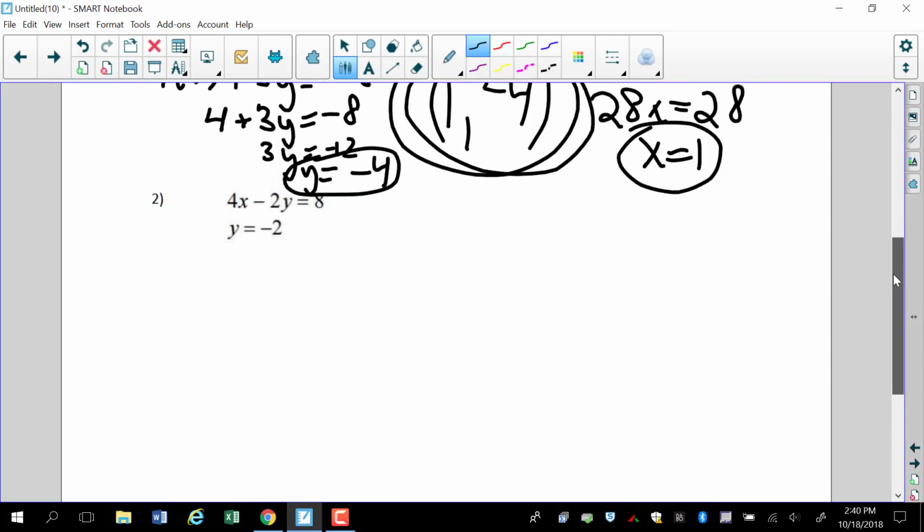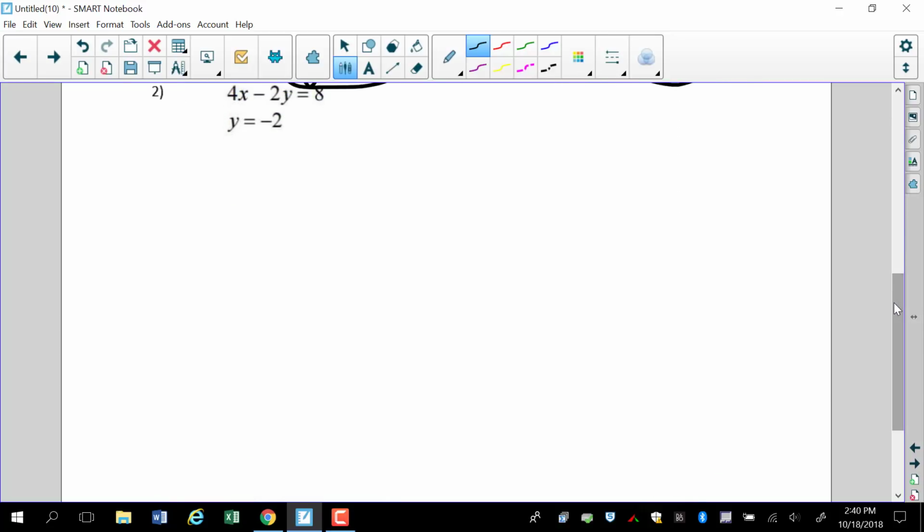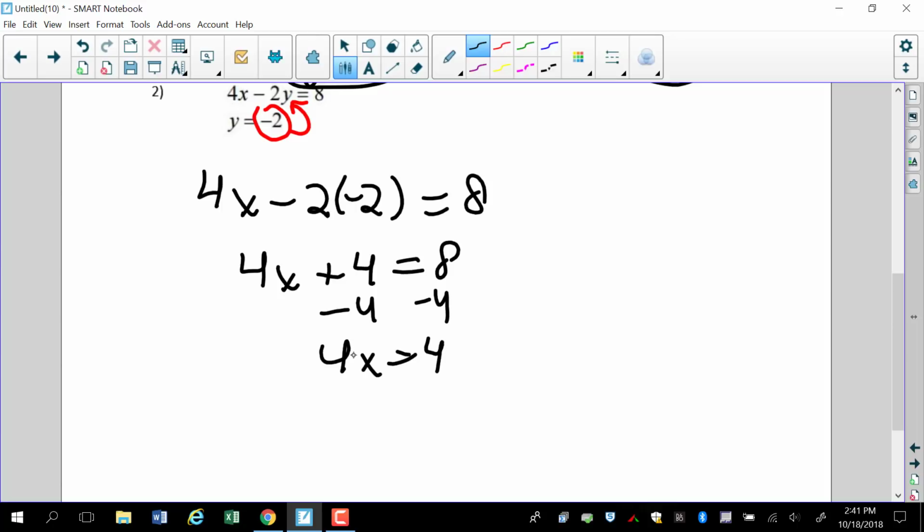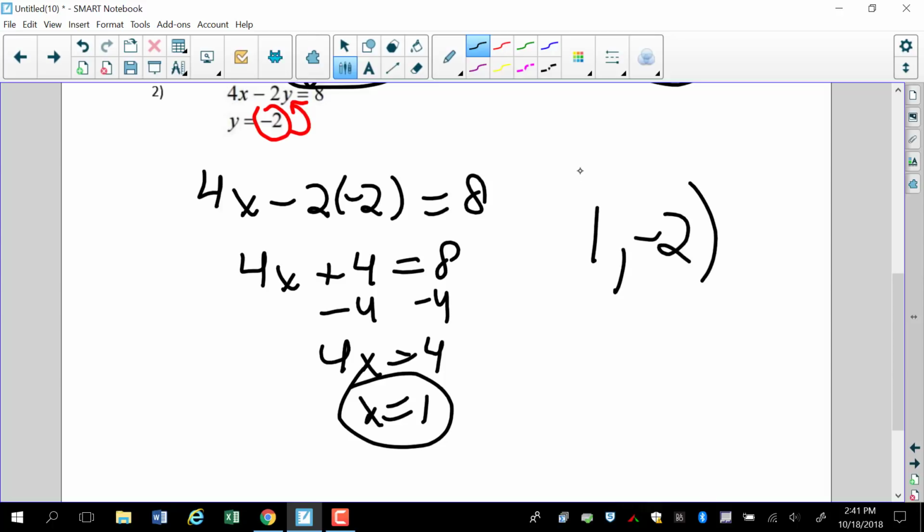So let's try another one. This one's a little bit easier because I already got y by itself here. And what's nice is we already know what y is. So we're going to take this y, this negative 2, because that's what y is, and substitute it back up in here. And solve. Negative 2 times negative 2, so it's 4x plus 4 equals 8. And our answer is 1 comma negative 2.